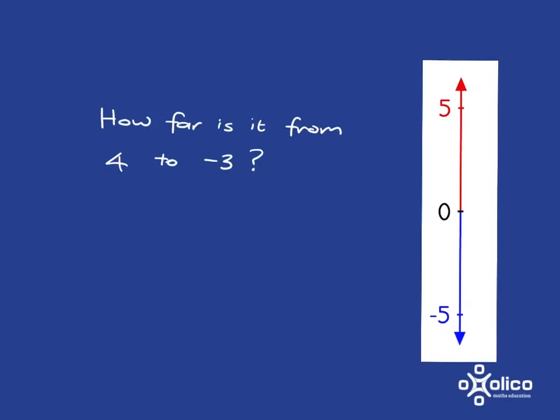Try this one for yourself. How far is it from 4 to -3? Pause the video and try it yourself. Okay, so 4 would be about here on the number line, and -3, negatives are below the 0, -3 would be around there. And then we can straight away use the idea that from 4 down to 0 is 4 steps, and from 0 down to -3 is 3 steps. So we've gone 4 steps and 3 steps, and so in total we have gone 7 steps.